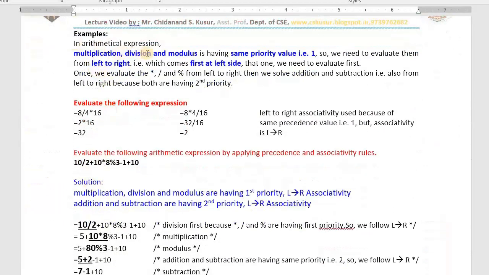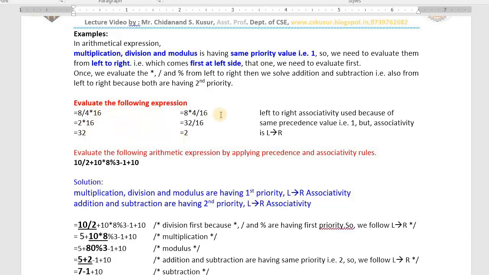In an arithmetical expression, multiplication, division, modulus are having the same priority value. We need to evaluate them from left to right. Which comes first at the left side? That one we need to evaluate first. 8 divided by 4 into 16. Both are having the same precedence value. Left to right we have to follow. These values and these values are both the same. Only the place of operators is varied. Into first, divided by afterwards. Divided by first, into second. See the results. Results are different.